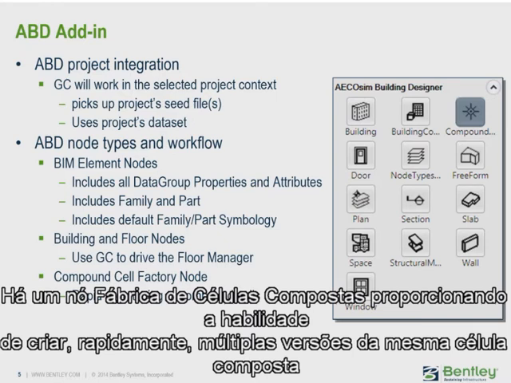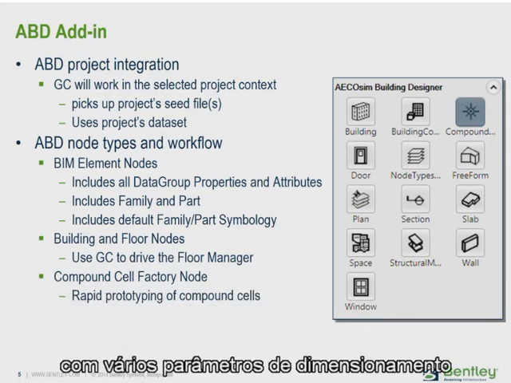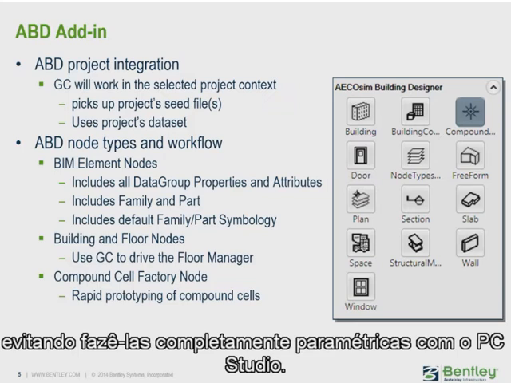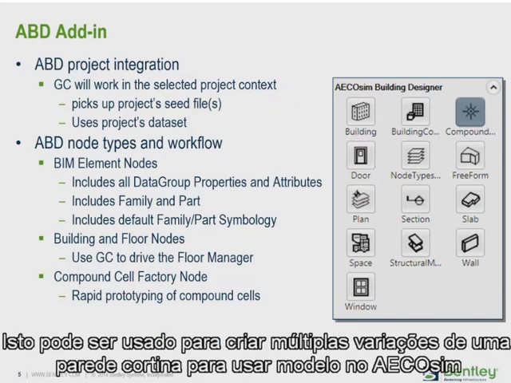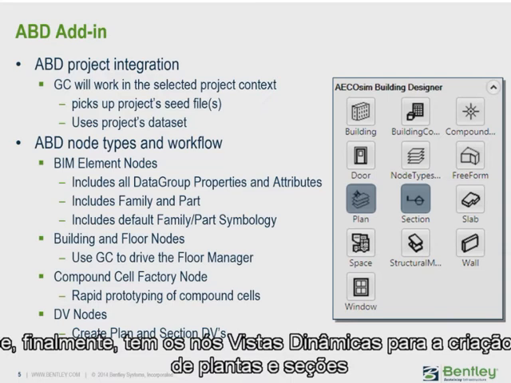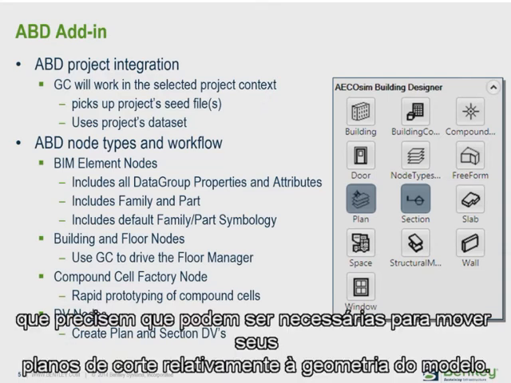There is a compound cell factory node, giving you the ability to rapidly create multiple versions of the same compound cell with various sizing parameters, as opposed to making it fully parametric with Parametric Cell Studio. For instance, you might use it to create multiple variations on a curtain wall panel for the Building Designer model. And finally, there are dynamic view nodes for the creation of plans and sections that might need to move their cut plane relative to the model geometry.